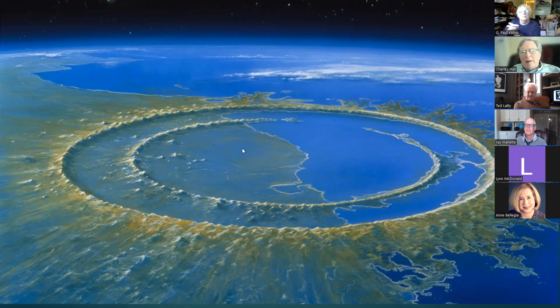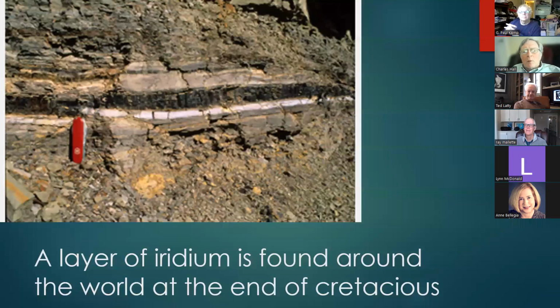And what happened then was it left a layer that you can find all around the earth if you know how to look for it. So this is Cretaceous down below, and this is Tertiary, a whole new geological epoch that appears to have happened in one day. And you find a layer of iridium, which is rare on Earth, but abundant in certain types of meteorites, all around the Earth at this geological layer.